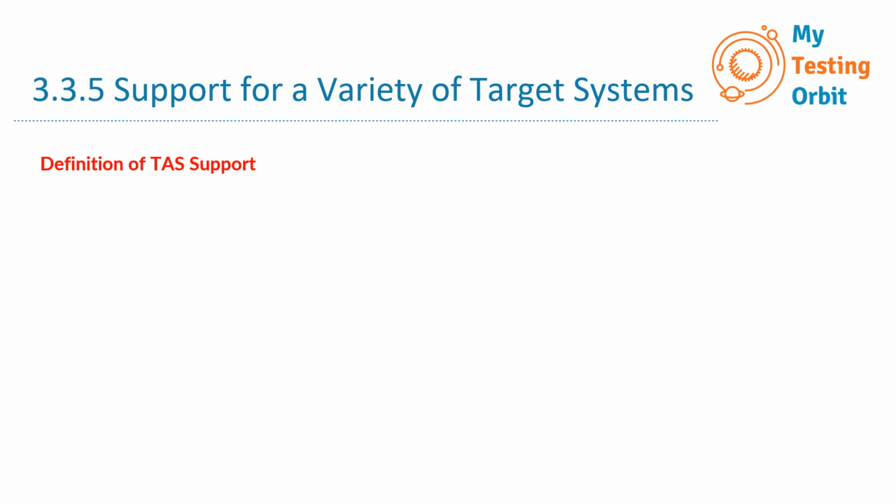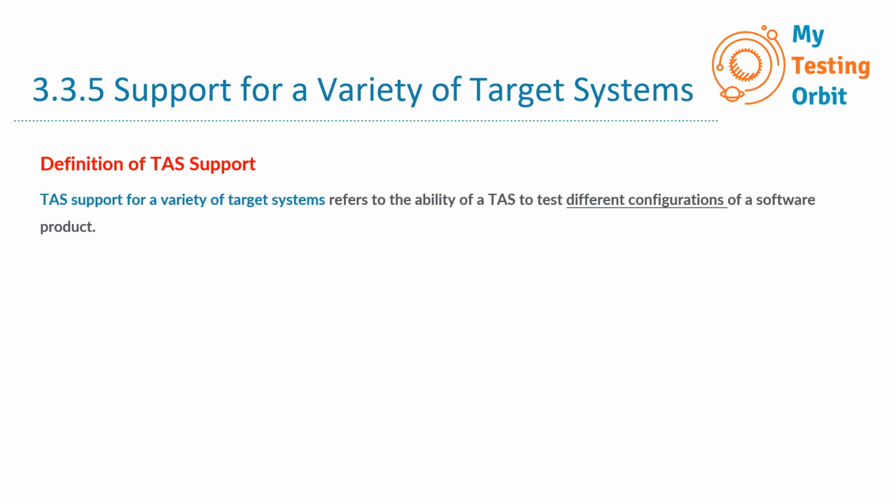So let's start with the definition of TAS support. TAS support for a variety of target systems refers to the ability of a TAS to test different configurations of a software product. It means that a test automation solution has the capability to test different configurations or versions of a software product effectively. So these configurations may include variations in software components, environments, technologies, or tools, and the TAS is designed to handle and automate testing across this diverse range of configurations, ensuring comprehensive test coverage.